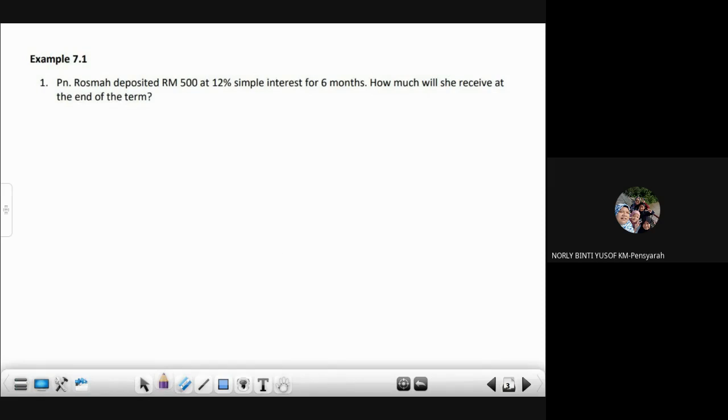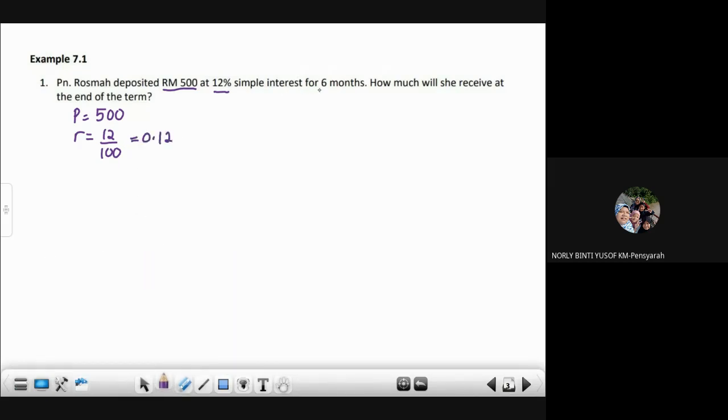Okay, Puan Rosma deposit 500. So deposit 500, that means you masukkan duit lah. So that is your principal. So you have to know lah. So kita akan list out first. Principal is 500. 12% simple interest. So R adalah 12 over 100, so 0.12 lah in decimal point.